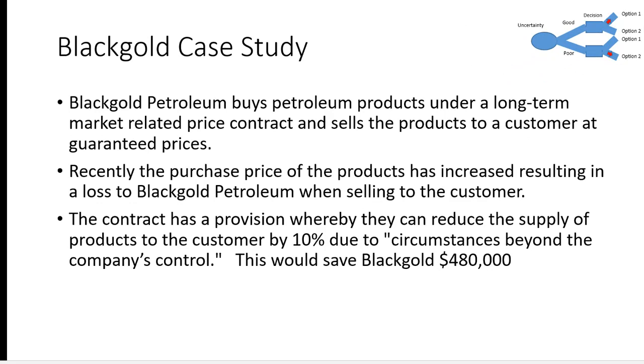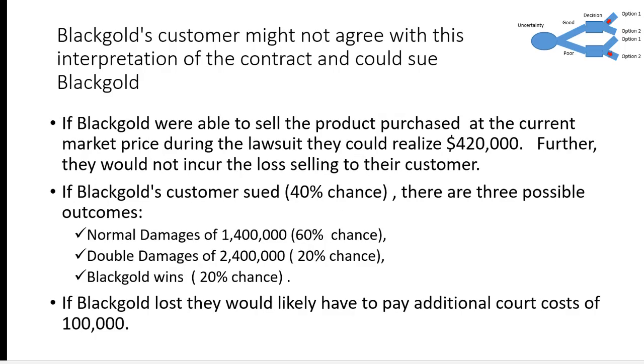Blackgold Petroleum is buying petroleum products under a long-term market-related price contract and then sells those products to a customer at guaranteed prices. However, recently, the purchase price of the product to them has increased, resulting in a loss to Blackgold when selling to the customers. They have a contract that has a provision whereby they can reduce the supply of product to the customer by 10% due to circumstances beyond their control. And this would save Blackgold $480,000.